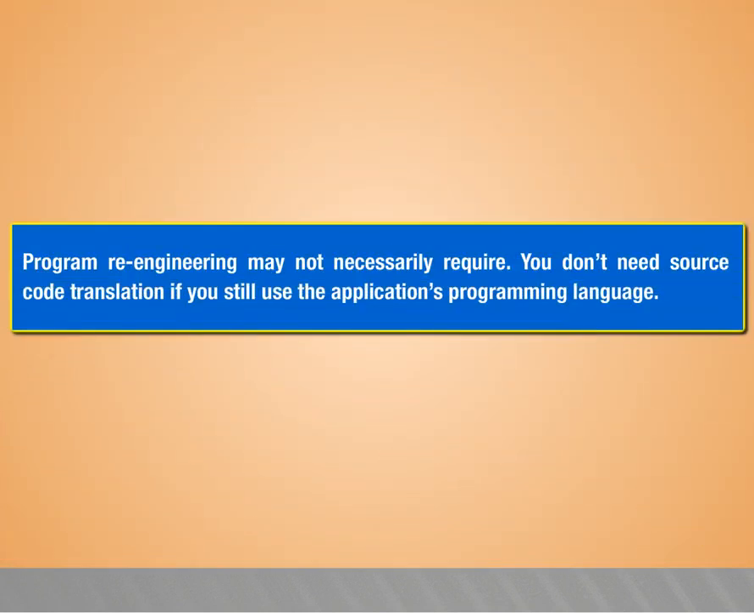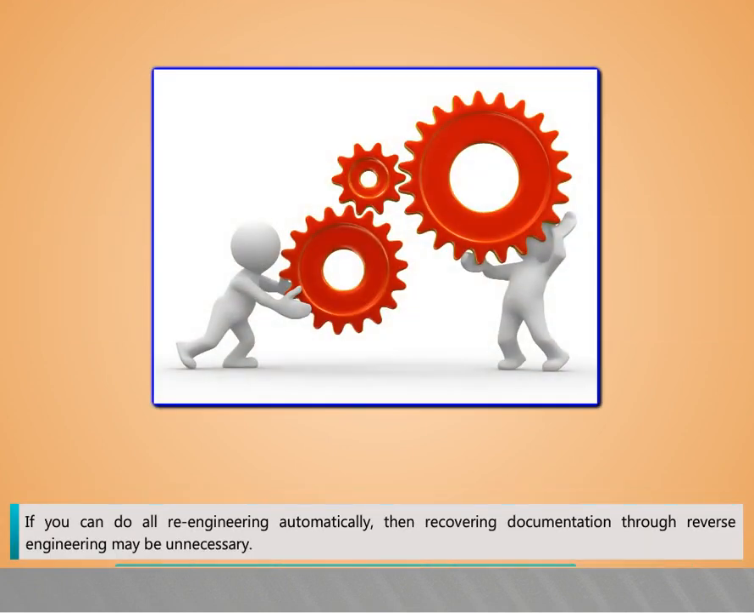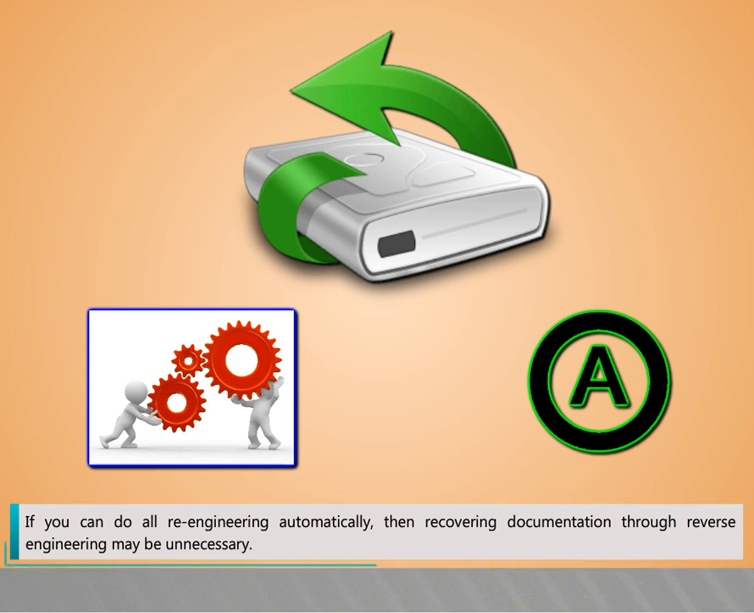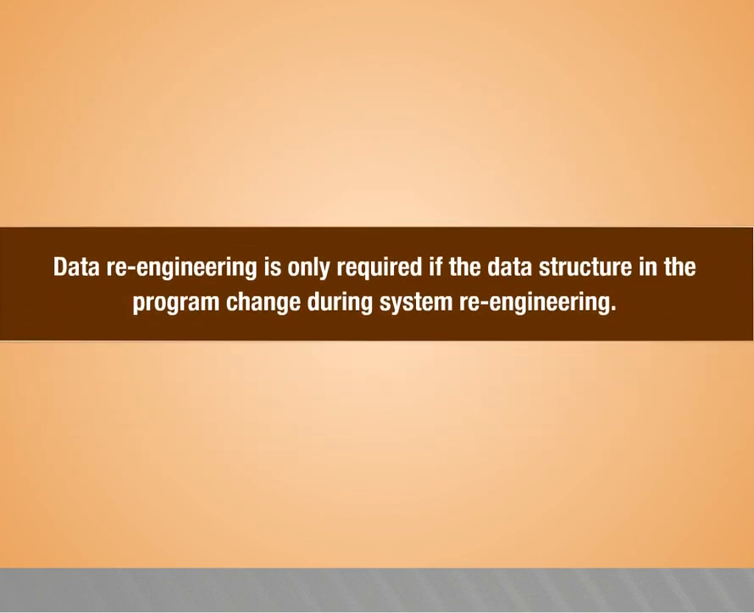Program re-engineering may not necessarily require source code translation. You don't need source code translation if you still use the application's programming language. If you can do all re-engineering automatically, then recovering documentation through reverse engineering may be unnecessary. Data re-engineering is only required if the data structure in the program changed during system re-engineering.